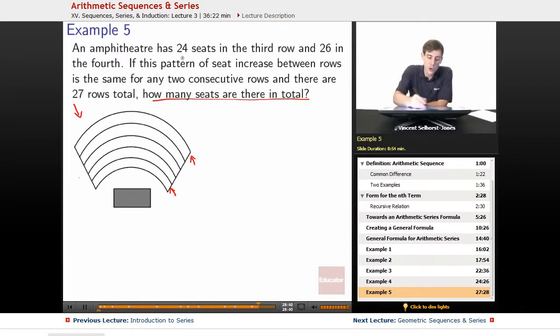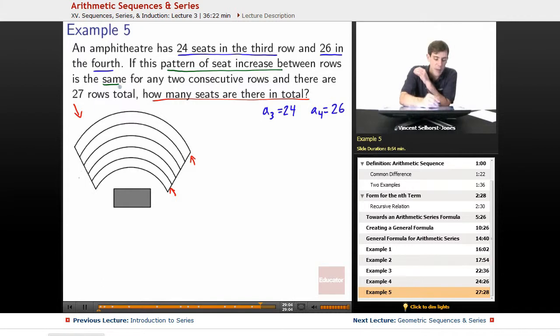So we can write 24 seats in the third row. We could write that as A3 equals 24. We also know that it's 26 in the fourth row. So A4 equals 26. Okay, so if that's the case, the pattern of seat increase is the same. So the pattern of seat increase is always the same for two consecutive rows. So that means to get from 24 to 26, we added plus 2, right? We have a common difference of positive 2.